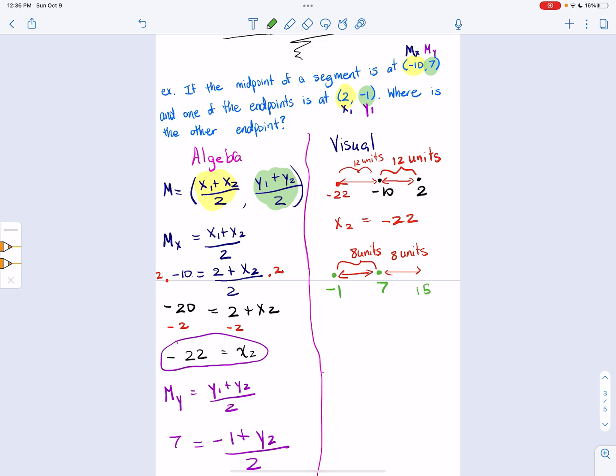Now, I definitely think that algebra is easier for me personally, but I've met students who love to visualize this. So if you prefer the visual method, as long as you're explaining it, you're all good to go.